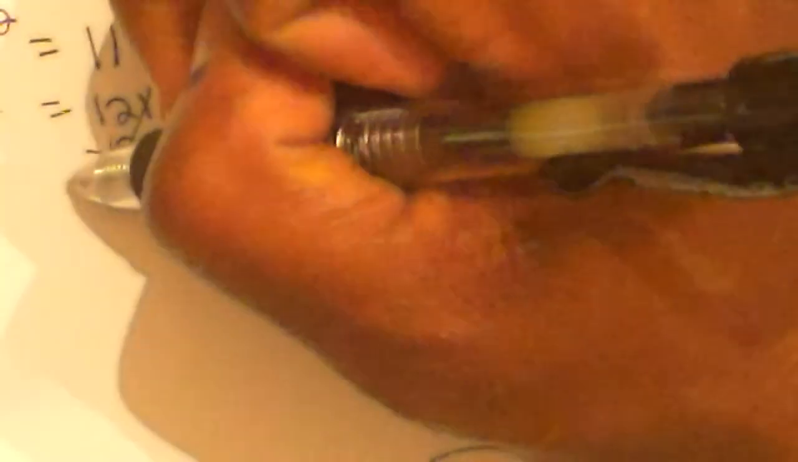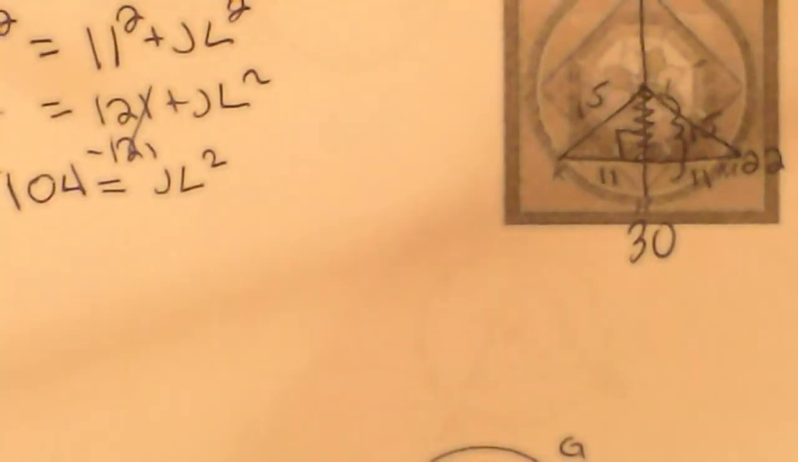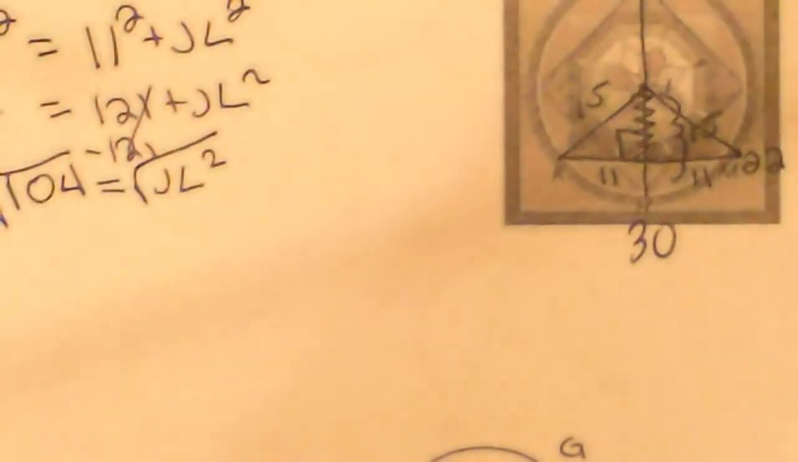Subtract 121 on both sides. I didn't bring a calculator home, so I've got to do this in my head. So that's 225 minus 121. Hope it's 104. If not, I'm sure you'll let me know. Take the square root of both sides. And so JL is the square root of 104.